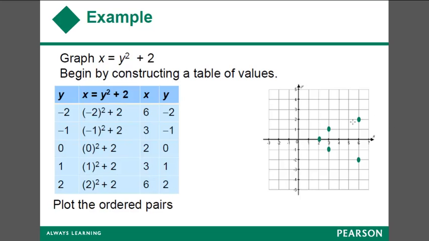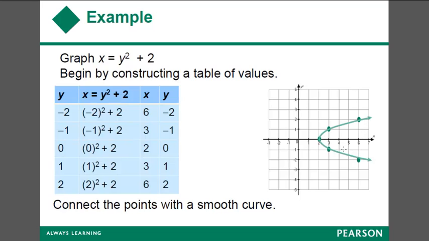I will plot those points. Here is 6, -2, 3, -1, 2, 0, 3, 1, and 6, 2. I will connect the points with a smooth curve. Notice wherever I have x equals y squared, it points to the left or right, whereas wherever I had y equals x squared, it would point up or down. This is called a hyperbola, where the others were called parabolas.